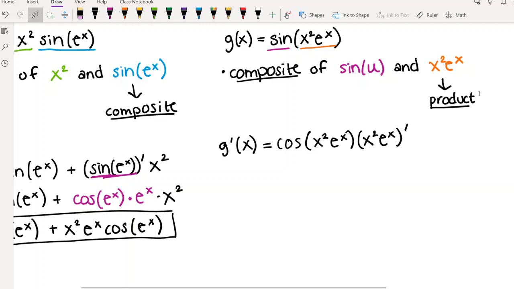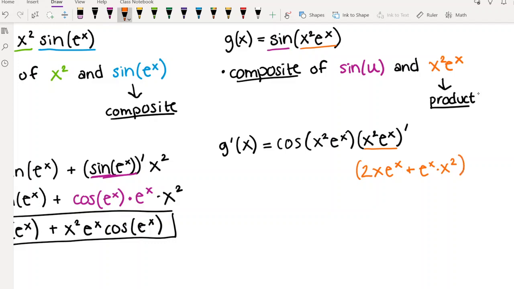So what is the derivative of x squared times e to the x? Well, that's going to be the product rule. And because this is a simpler product rule, I'm just going to go straight for it. So we first take the derivative of x squared, so that's 2x. Then we multiply that with e to the x, and then to that we add the derivative of e to the x, which is e to the x, and we multiply that with x squared.